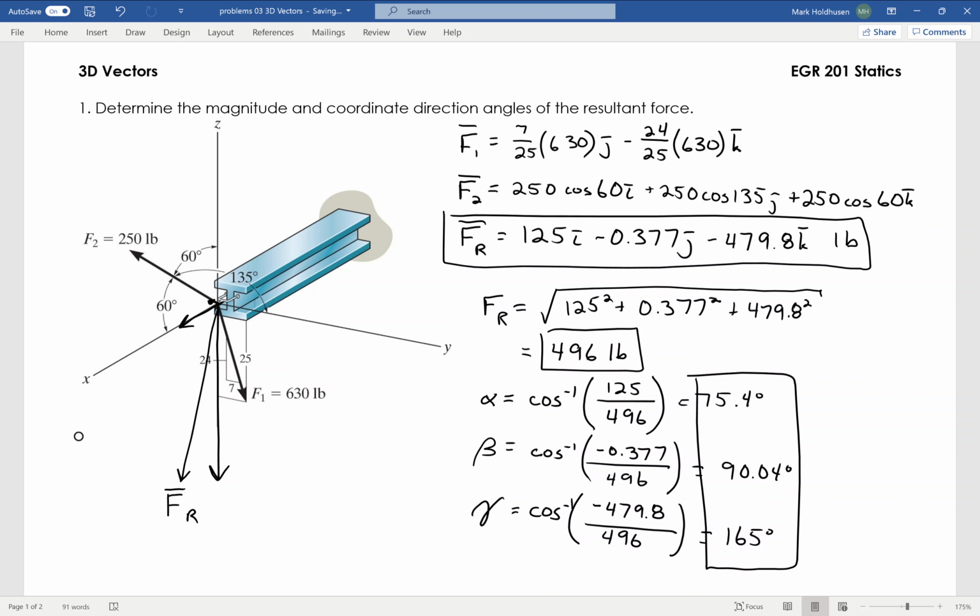And again, alpha goes from the positive x-axis to the force, beta goes from the positive y-axis to the force, and gamma goes from the positive z-axis to the force. So that's where the 165, the 90.04, and the 74.5 degrees come from. Again, pretty challenging to visualize that way. I would rather leave it in the top one. So moving forward, you should understand those coordinate direction angles, but just know we won't use them a whole lot in future problems.